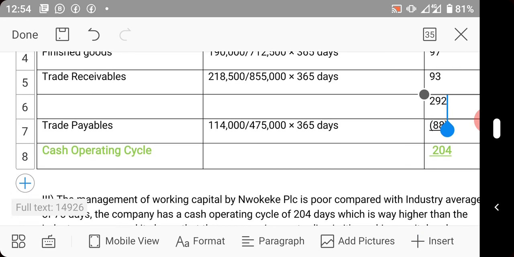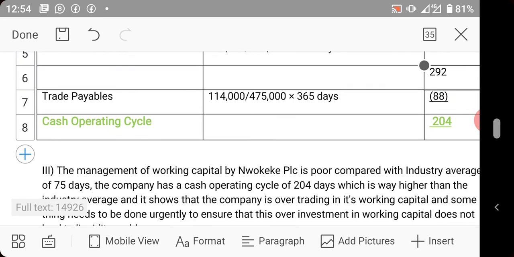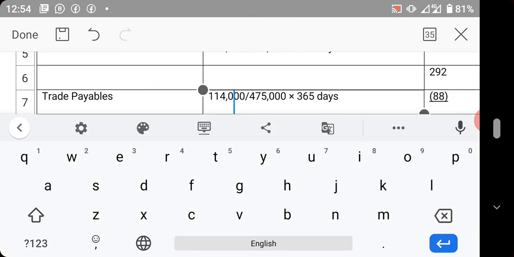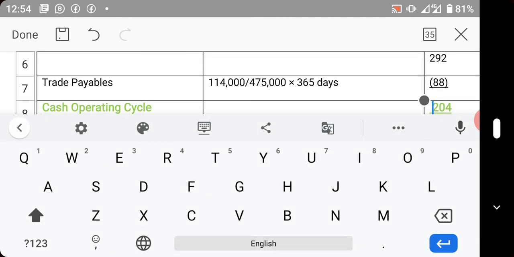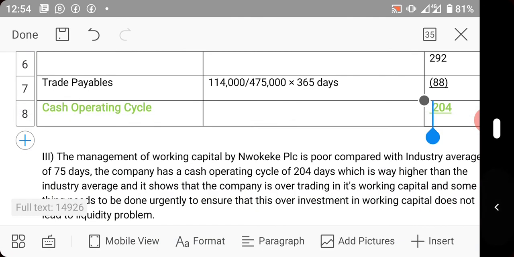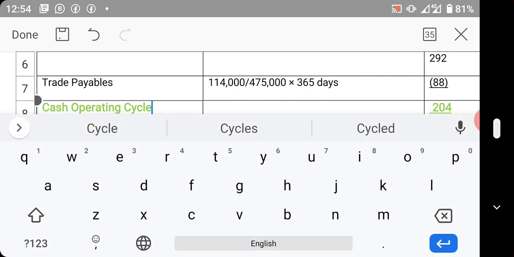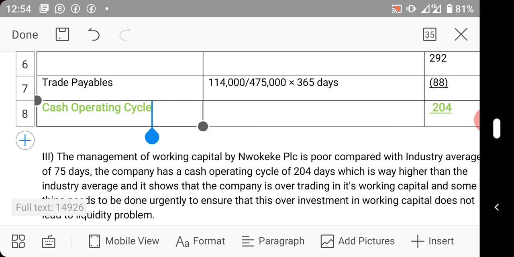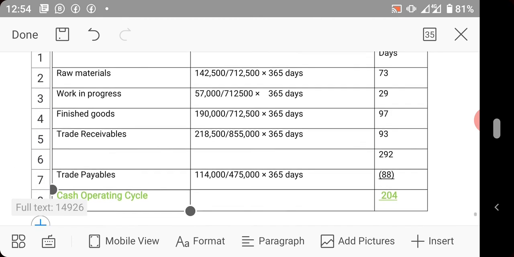Then we now less trade payables. You would always deduct trade payables. The formula is trade payables over purchases times 365 days. This is the value of trade payables, and this is the value of purchases. We now have 88 days. Take this away, we have 204 days. You can see that the cash operating cycle is 204 days. And remember, we were given an industry average of 75 days. Then we are done with this.